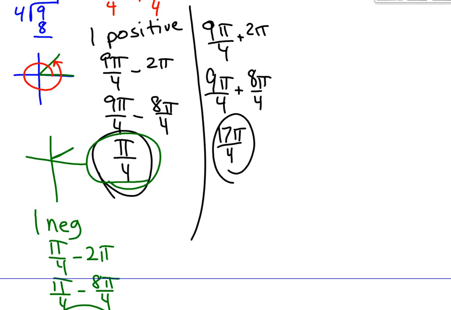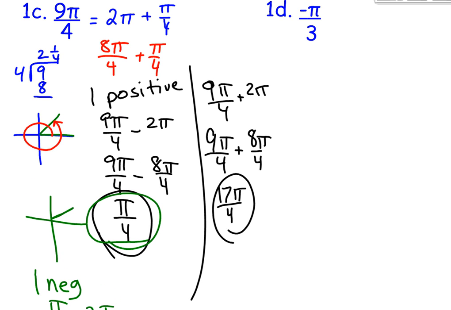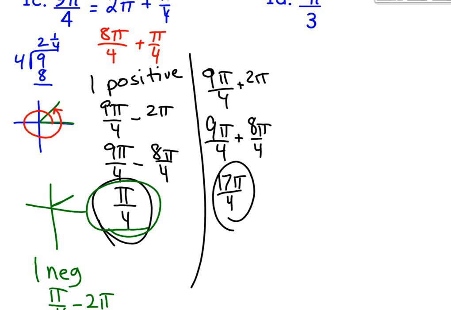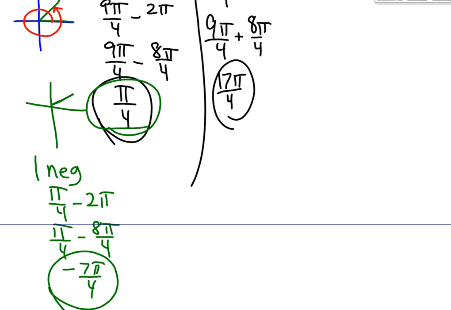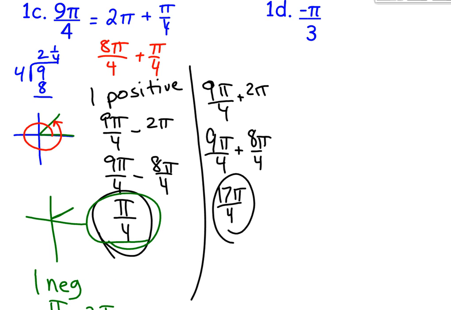So 9 pi over 4 was the original, right? But when I subtracted 8 pi over 4 the first time, it's still positive. So that can be my positive answer. But then to get a negative answer, I have to continue subtracting. Because if I would have used it again, I'd subtract 2 pi to get to this, and then I'd still have to subtract 2 pi again. Does that make sense?